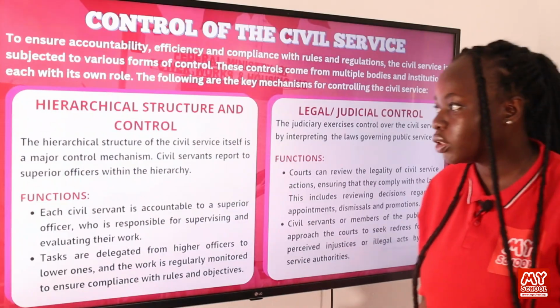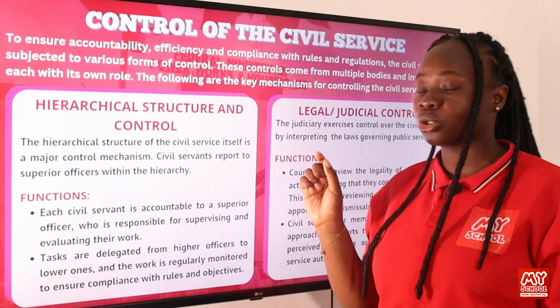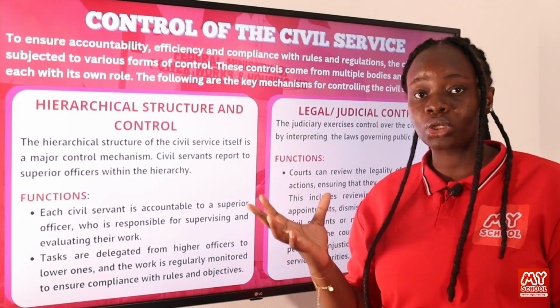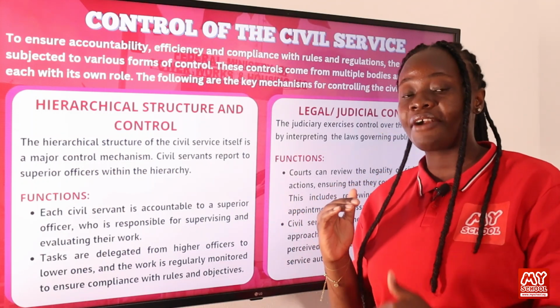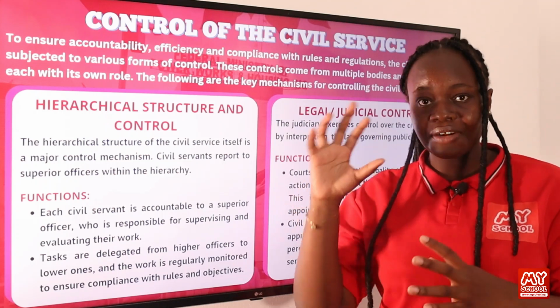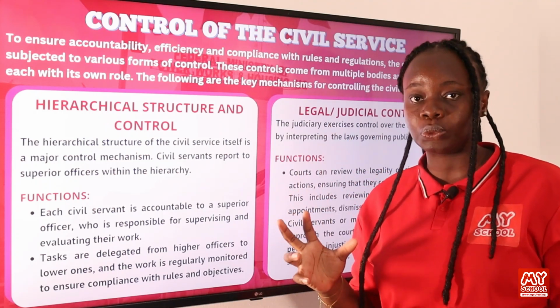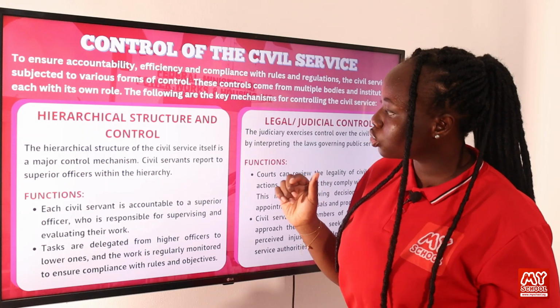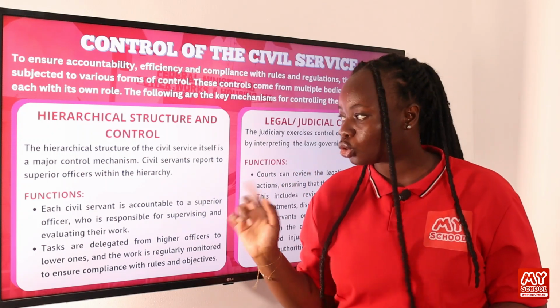And that method of control of the civil service is through their hierarchical structure and control. So remember, we talked about how the civil service has a hierarchy of authority. This hierarchy helps to ensure that there is accountability within the civil service. The hierarchical structure of the civil service itself is a major control mechanism.